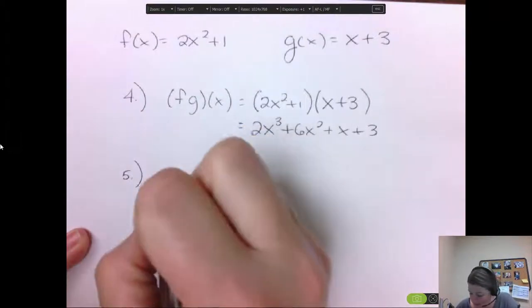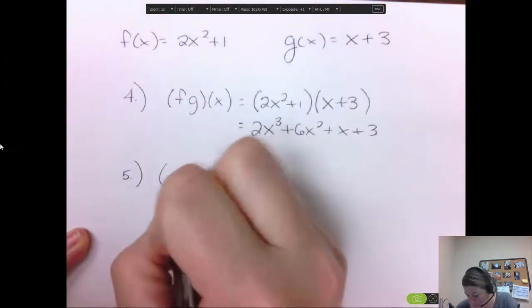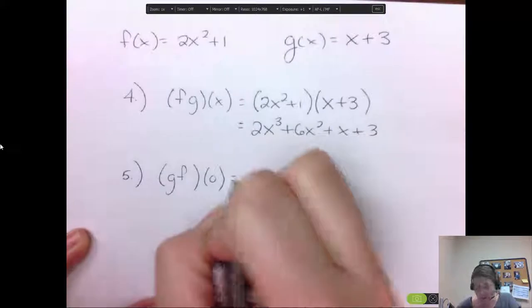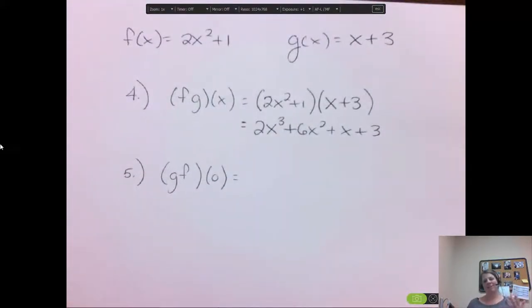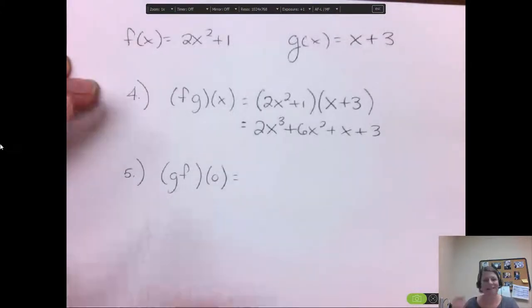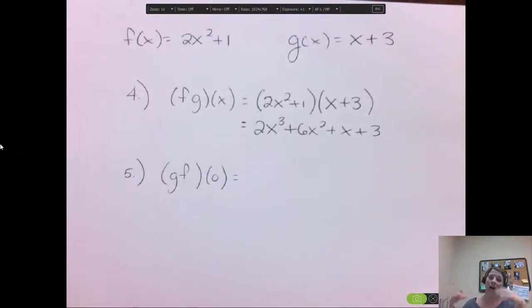You might be asked for g of f. Is that different? Or g, not of f, that's composite functions, but g times f. Is that different than f times g? I'll make you think about that. But of course you could pause it and think, I guess, more. But no, multiplication is the same no matter which direction you go. If it's composite functions that we did in the last section, yeah, it's very different. Or if it's subtraction, it's different. If it's division, it's different. But multiplication and addition are the same no matter which direction you go.